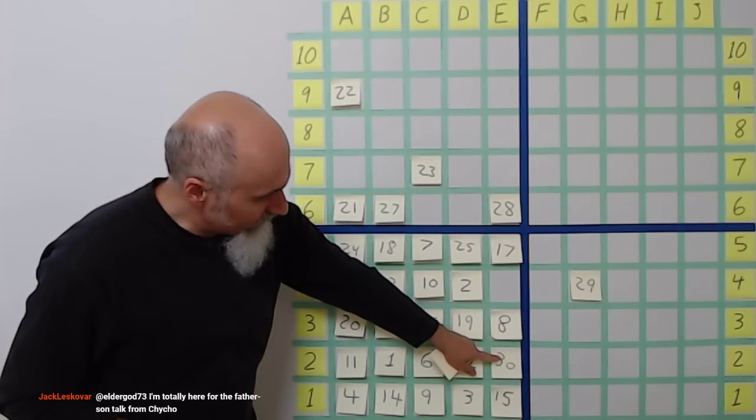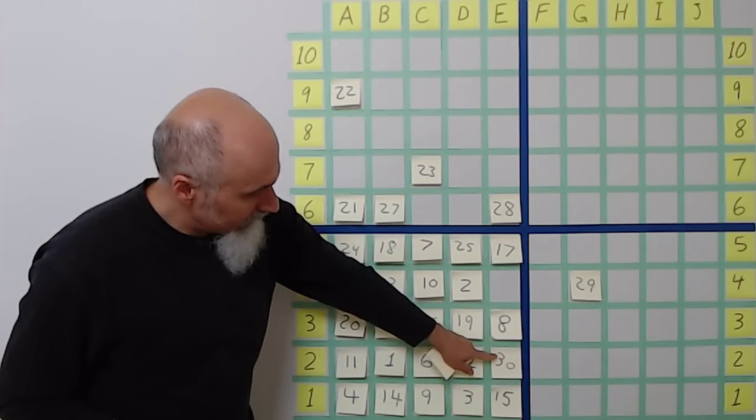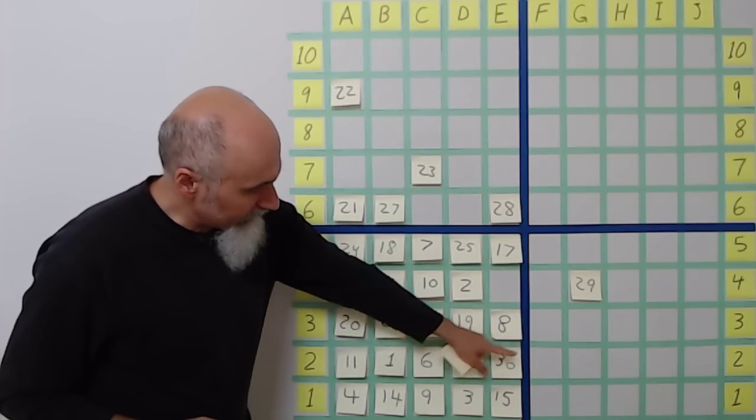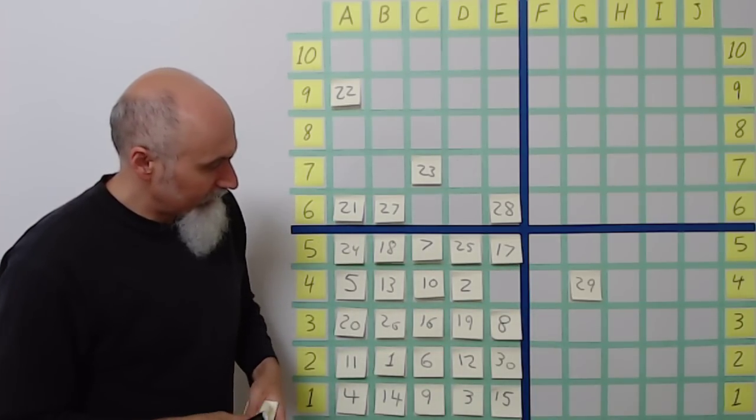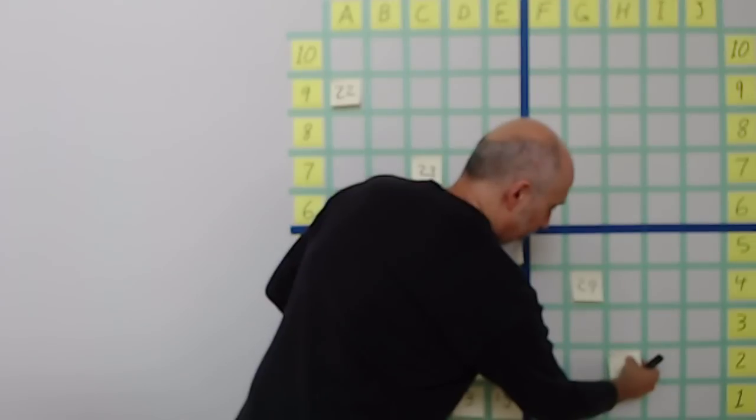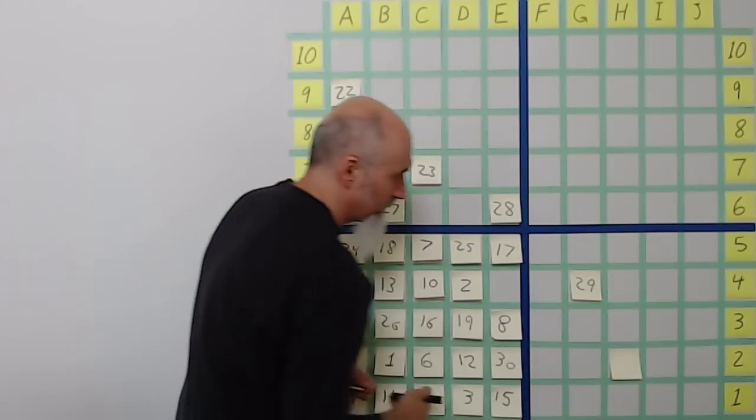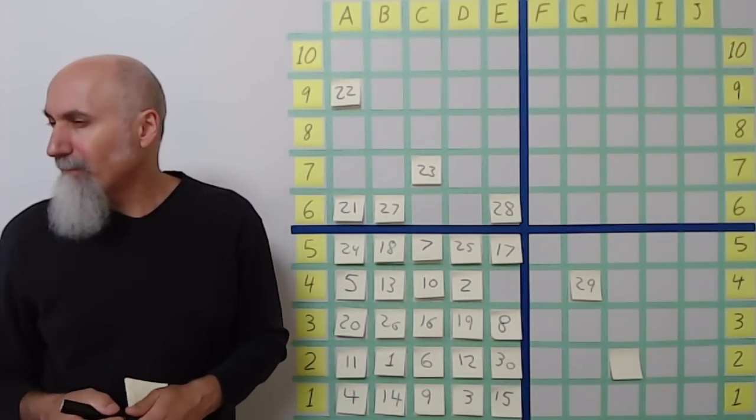This one only has one out. That's gone, that's gone. It's gotta be over there. 30, 31. You got no choice on this one. So that's 31.